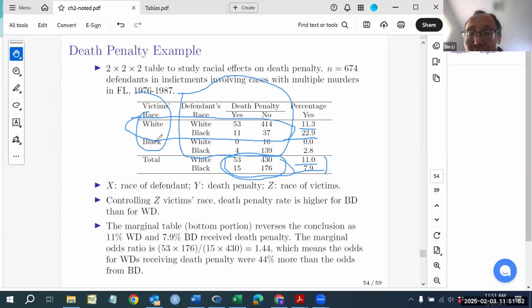For the victim race black, you can see we have a similar conclusion. The black defendant has a higher death penalty rate, 2.8 against 0 for the white. So you can see if we control the victim's race, the black defendant tends to have a higher death rate. But if we ignore the victim's race, we have the opposite conclusion. You see that? So that is called Simpson's paradox.